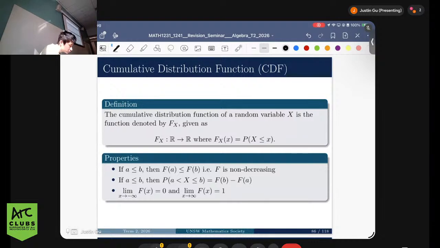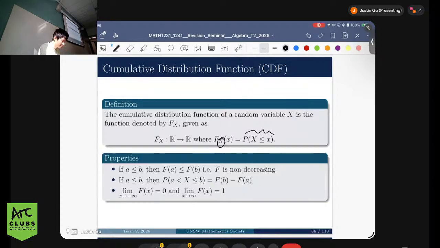And oftentimes we drop the subscript because usually we only talk about one random variable at a time, so it's obvious what it is. And properties: if a is at most b, then F of a is at most F of b, since F has to be non-decreasing, since these probabilities have to be non-negative. If a is less than or equal to b, then the probability of X being strictly bigger than a and at most b is just big F of b minus big F of a.